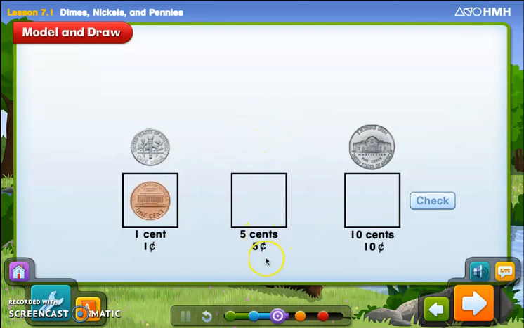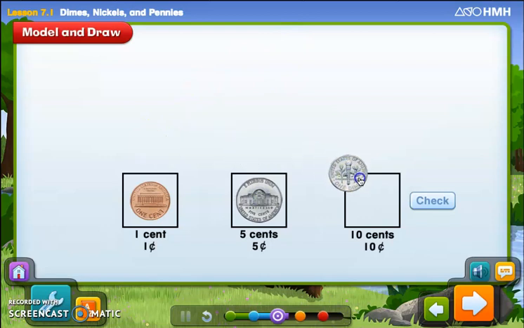Now 5 cents. This is kind of tricky because the coin that equals 5 cents is actually going to be bigger than the coin that is worth 10 cents. So even though a dime is worth 10 cents, it's actually a smaller coin than the nickel, which is worth 5 cents. A nickel is worth 5 cents. It's bigger than a dime, so that way I know that this one right here is the correct one. So the nickel is going to go there. And then lastly, the dime is going to go here.